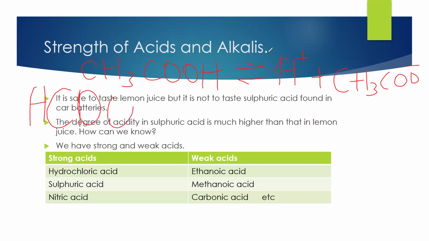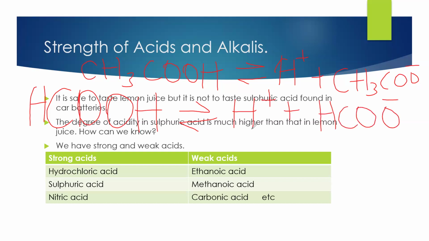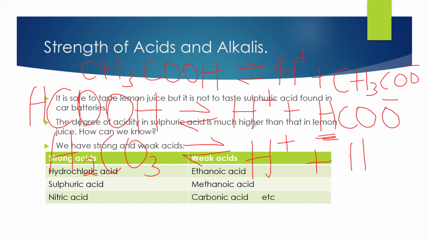And then for methanoic acid, we also have something of this sort. Since methanoic acid is also a weak acid, we'll have hydrogen ions plus the methanoate ions. Still here, you realize we've left a hydrogen on the negative part, so that is why it becomes a weak acid. Then for carbonic acid, we have this. Since it is also a weak acid, it will have reversible arrows plus hydrogen ions to give us hydrogen carbonate ions.